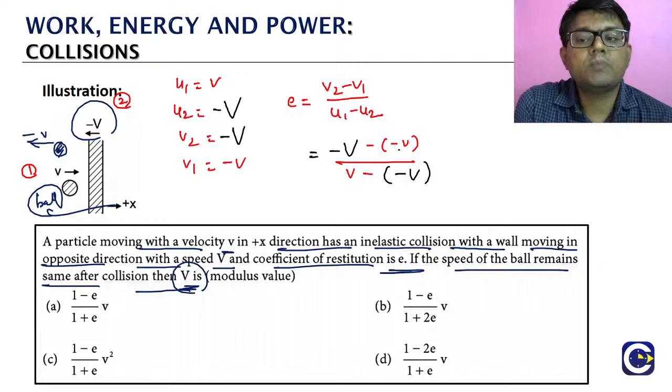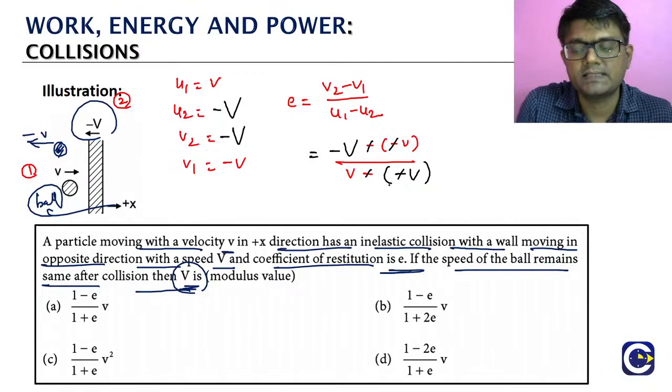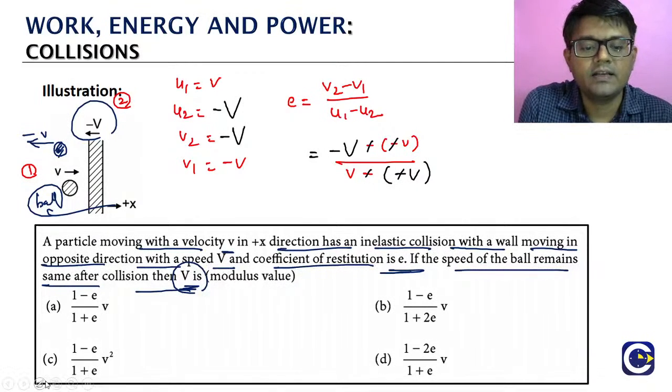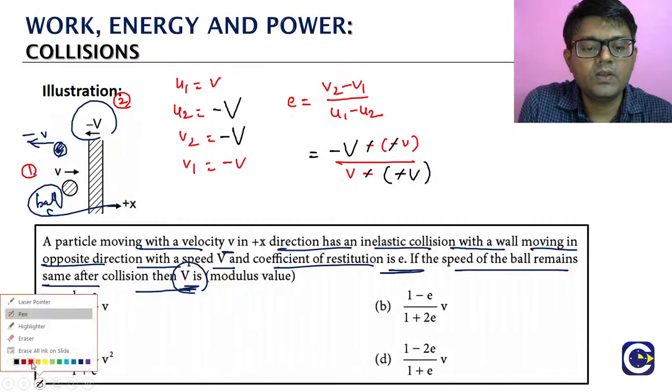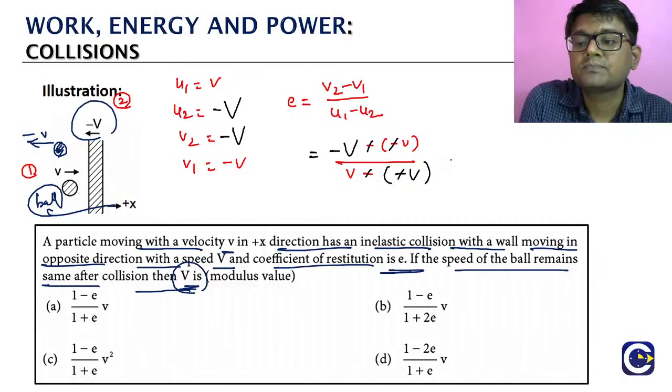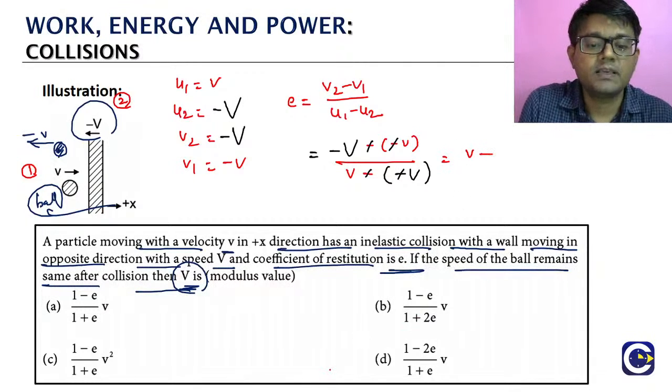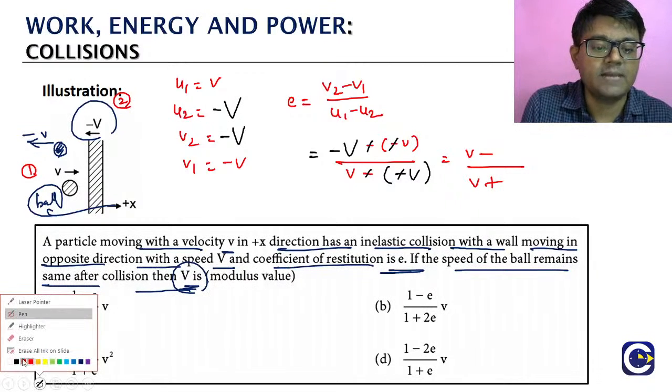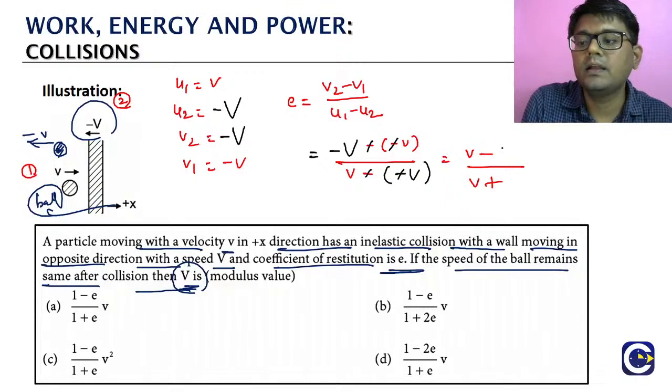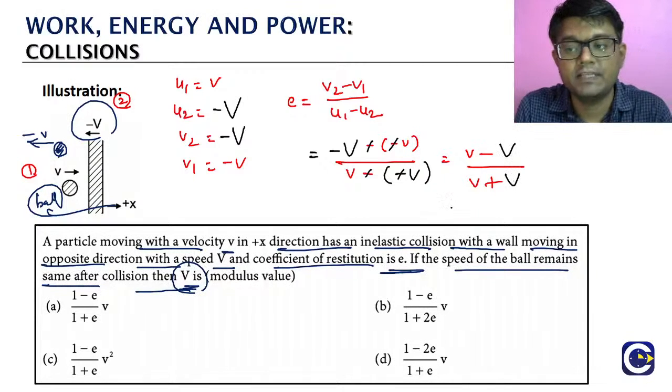So look at this, what do we have? Wherever you have minus into minus, it becomes plus. Minus into minus becomes plus. Here also minus into minus becomes plus. So in the numerator we have small v minus capital V. In the denominator we have small v plus capital V. Numerator: small v minus capital V. Denominator: small v plus capital V. That is our E value.